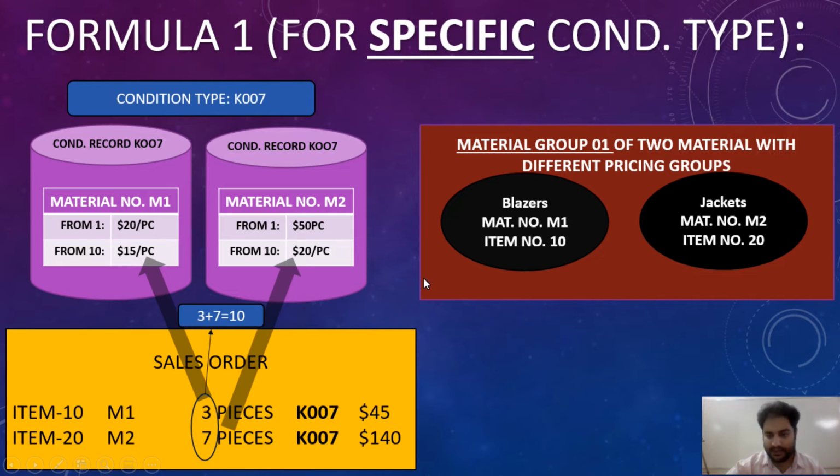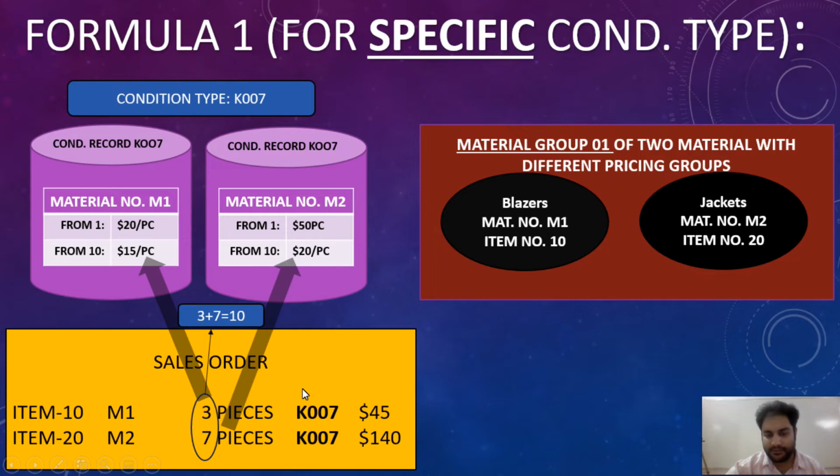If the group condition did not exist in the SAP system, what would happen? 3 pieces would be charged at $20, that is $60, and 7 pieces would be charged at $50, that is $350. In that case, the customer would be paying a much higher amount. But due to group condition maintenance in SAP for this specific condition K007, the customer is getting the better price.